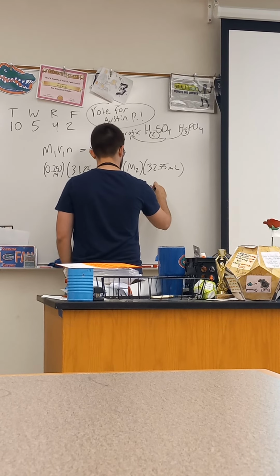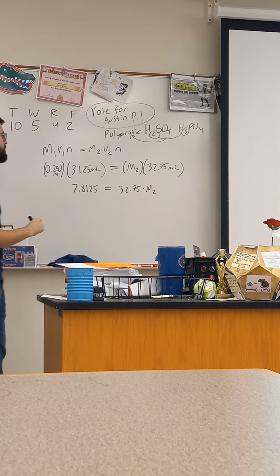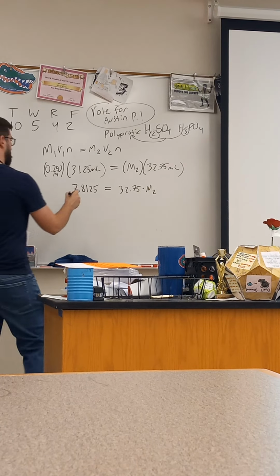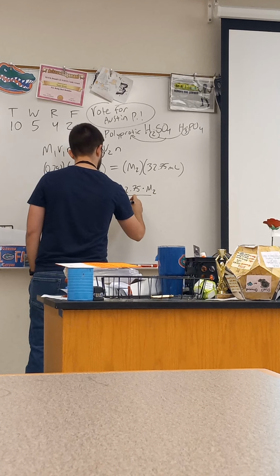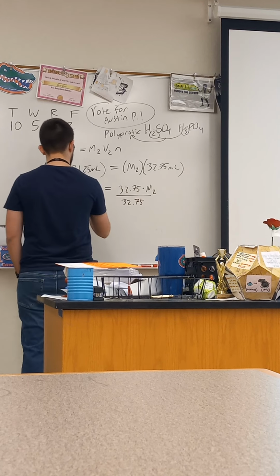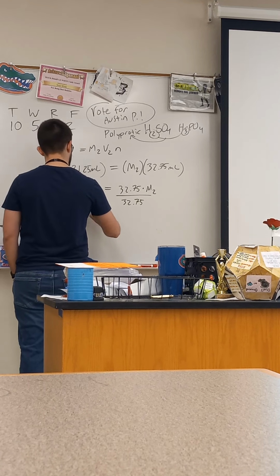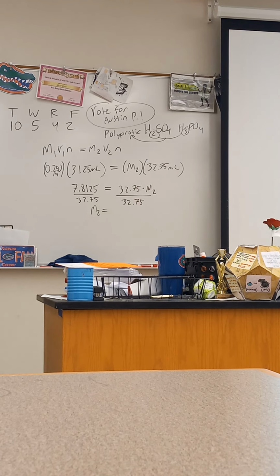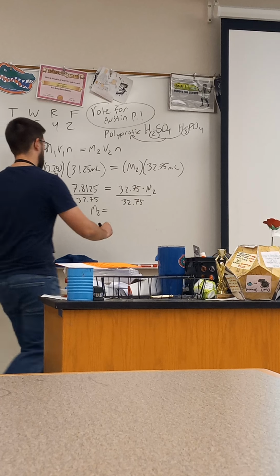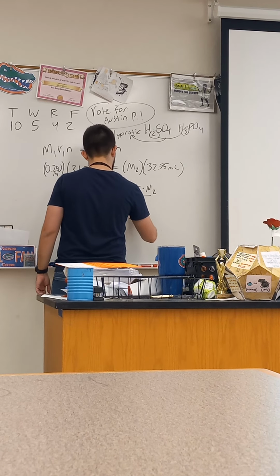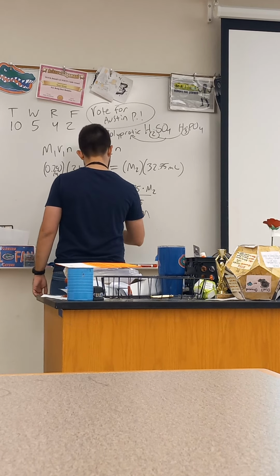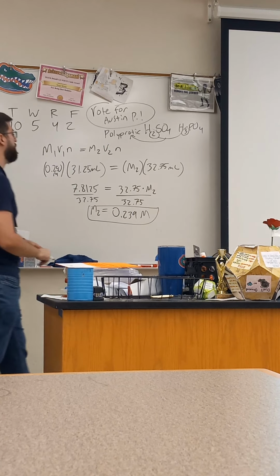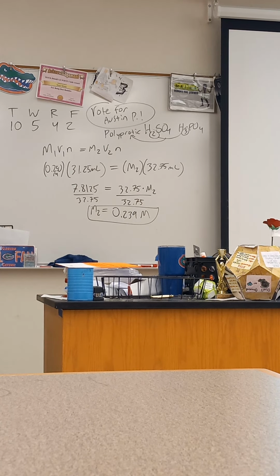Wait, what are we supposed to do right now? Okay, what do I divide both sides by? 32.75. And what is now M2? 0.239. Don't you get that? Is this just like hacking the entire system? That's the same thing that's there. Yes, that's my point, this is much easier.